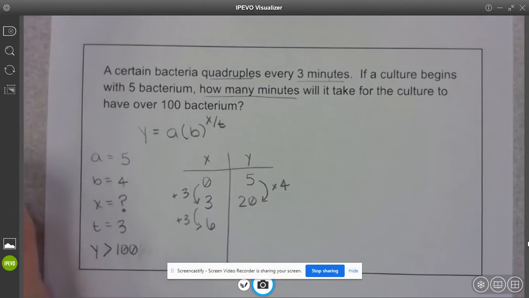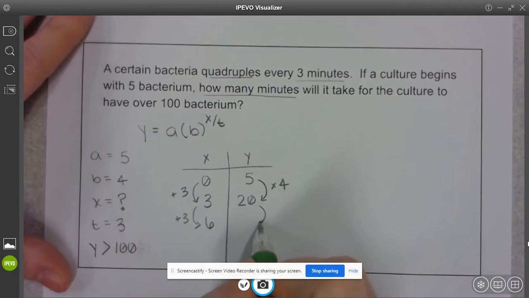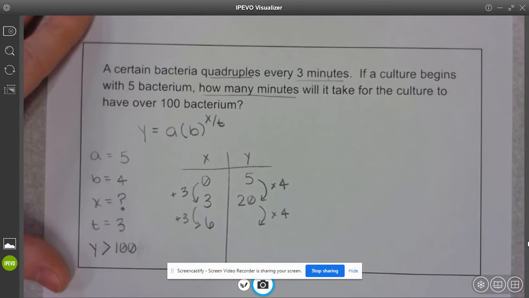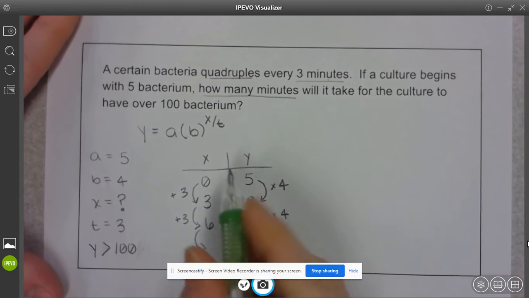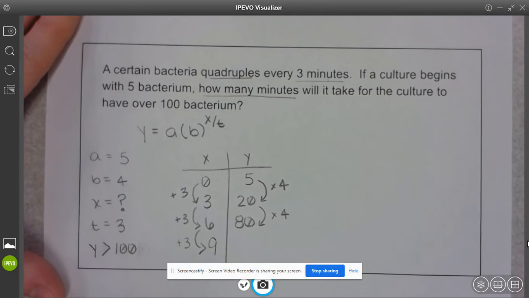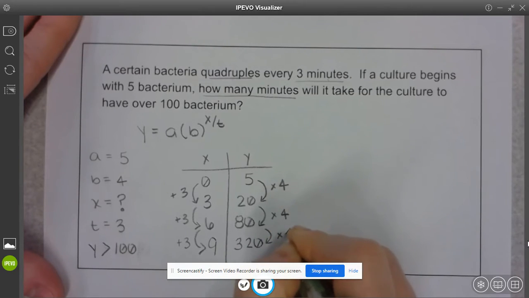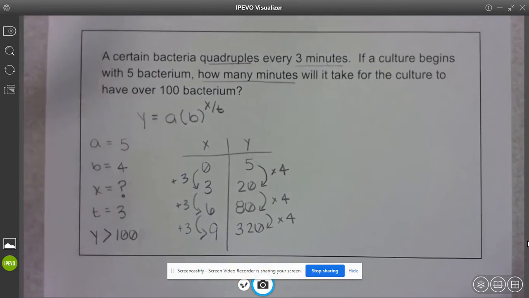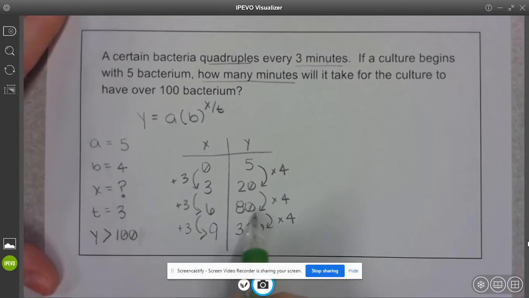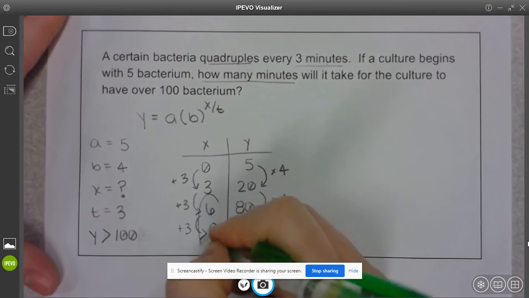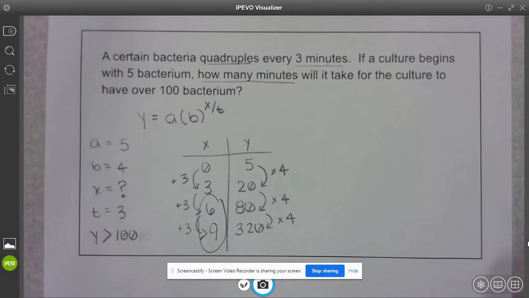At 6 minutes, if I multiply this by 4, we'll see 80. And then at 9 minutes, we would see 320. So our table isn't super helpful because it's going to happen somewhere in here between 6 minutes and 9 minutes.